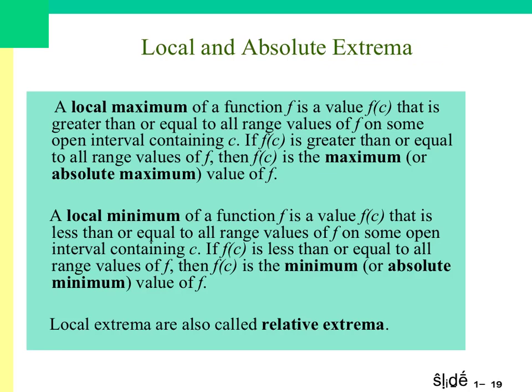A local max of a function. So local maximum means there is a maximum there, but it might not be the maximum value overall. So you'll see. And absolute max means it's the largest number you're ever going to see on that graph. And same thing with min. These are called extrema, and they're also called relative extrema. Okay? So make sure you copy this down and you read through these.